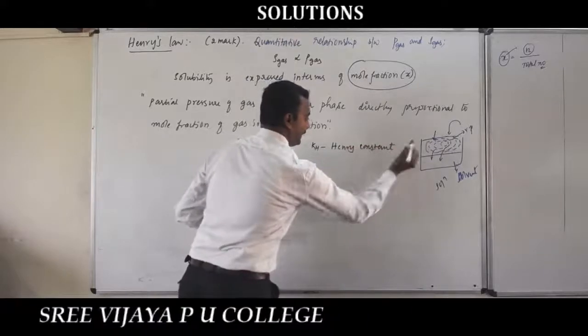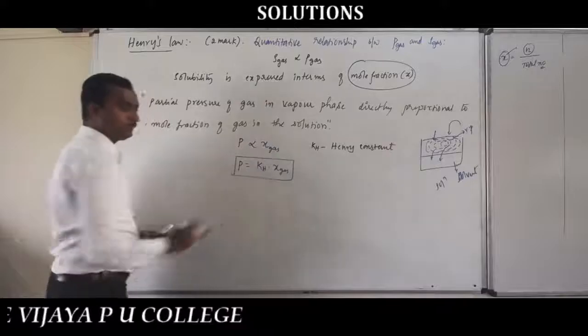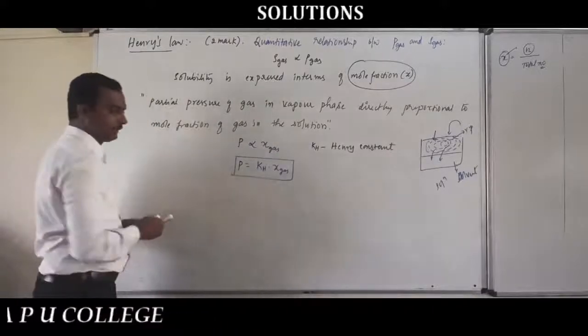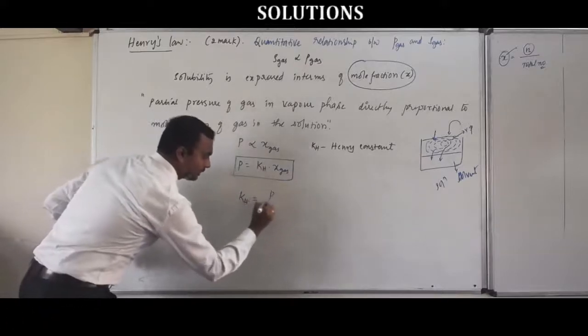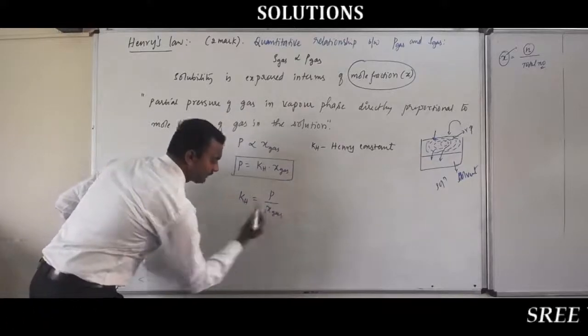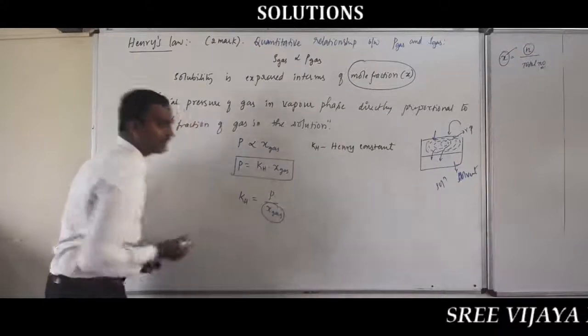Kh is a Henry constant. And what is the unit of this Kh? Kh unit can be written pretty easily. Kh is equal to pressure of gas divided by mole fraction of gas. Mole fraction of gas is nothing but solubility.